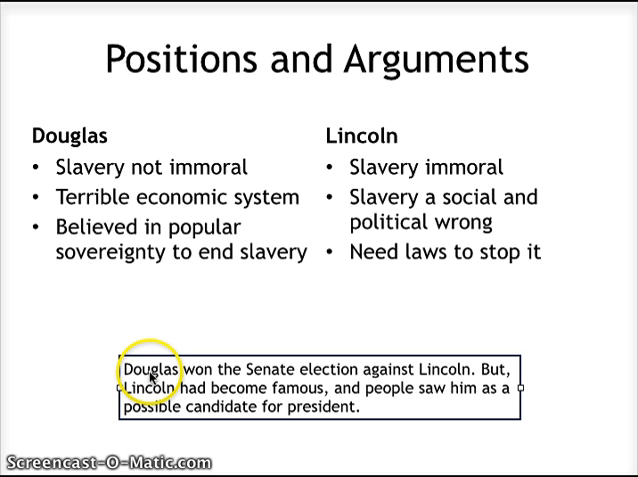Douglas ends up winning this debate in the Senate election against Lincoln. But Lincoln, because of these debates, ends up becoming a very famous person. And many people in the North saw him as a possible candidate for president.